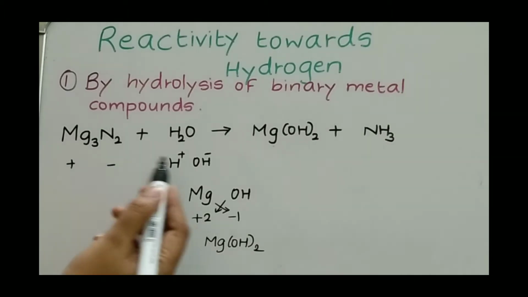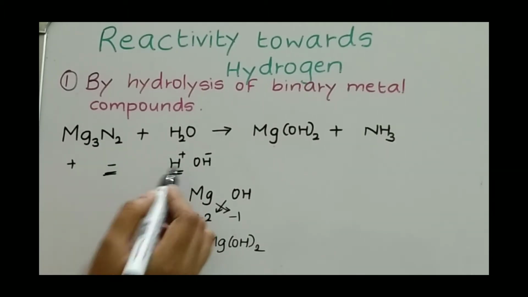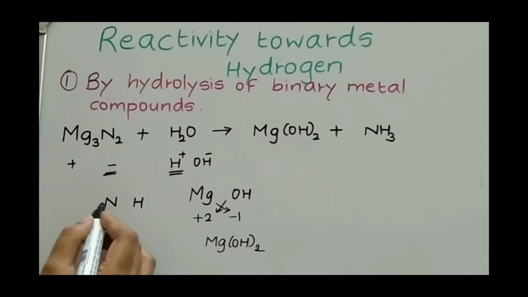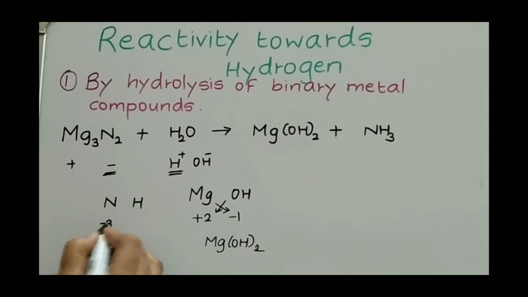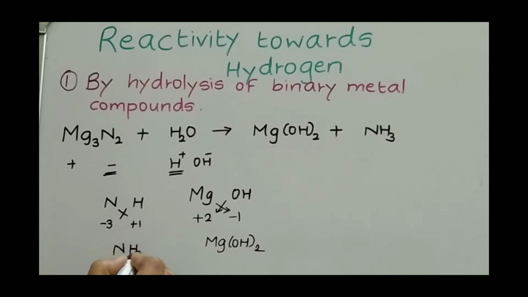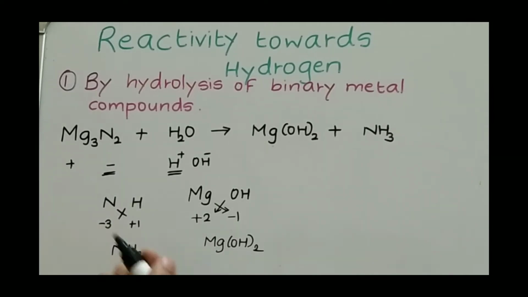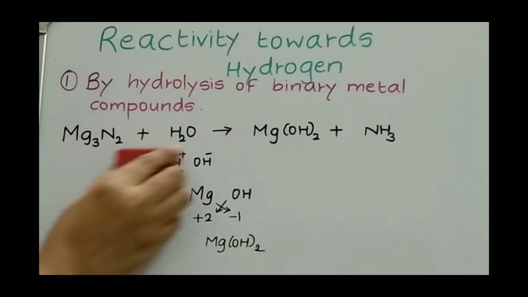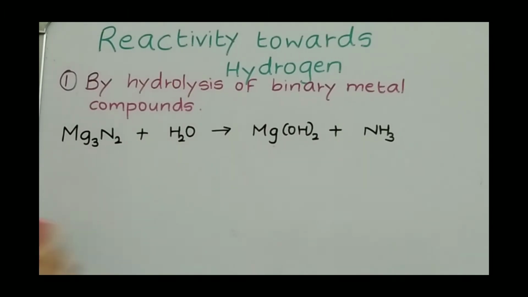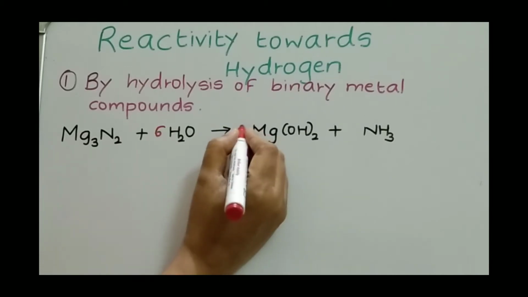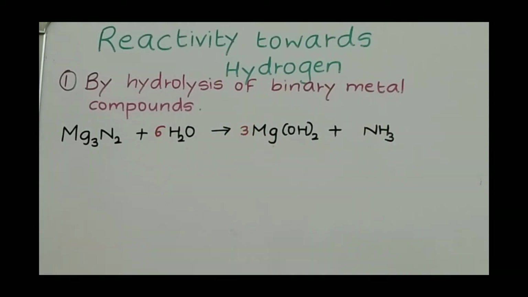Now next, negative and positive will attach together. So N and H are combining. Nitrogen has -3 valency, hydrogen has +1 valency. Crisscross, so NH3. One we are not writing. This is how you get the formula of the compounds, and the products I have written here. Try to balance the equation. So I will put 6 H2O and 3 magnesium hydroxide. Correct. Let's check the next equation.